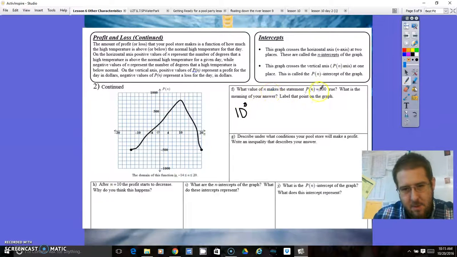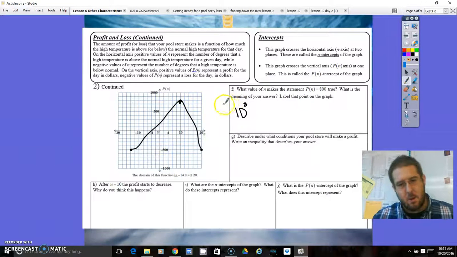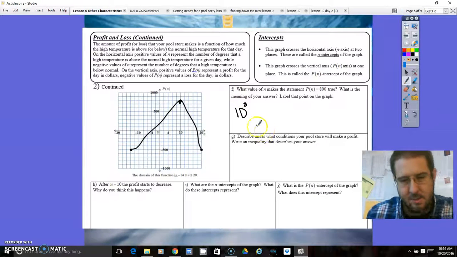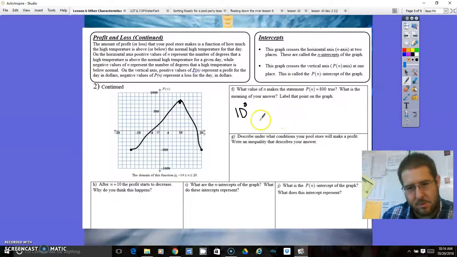What is the meaning of your answer? Label that point on the graph. So that means that when it's 10 degrees more than average, they're going to make $800 profit at their store. That makes sense. When it's hot, people go to the pool store.